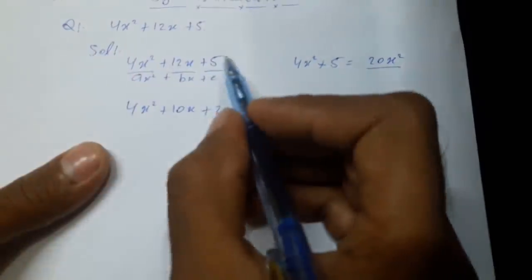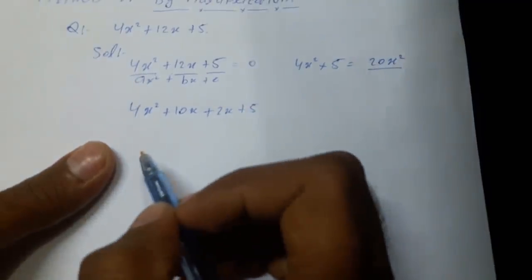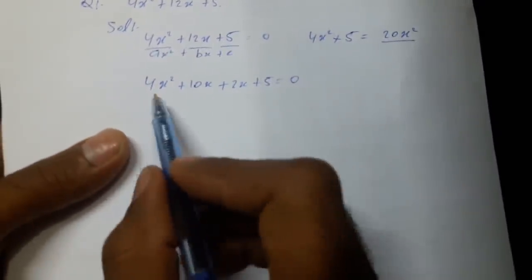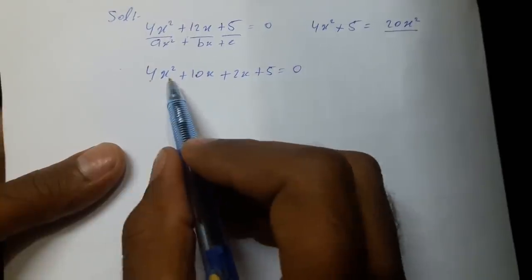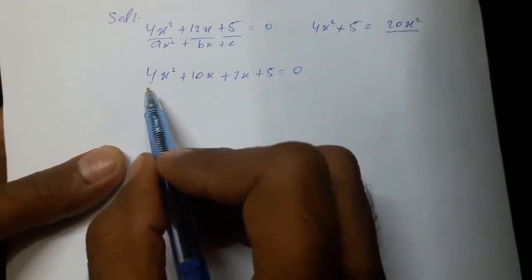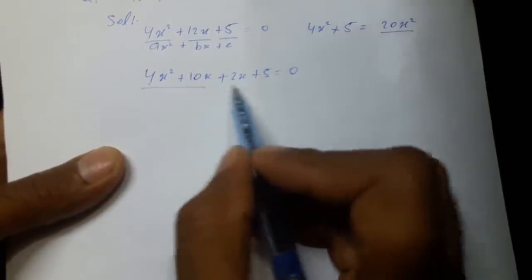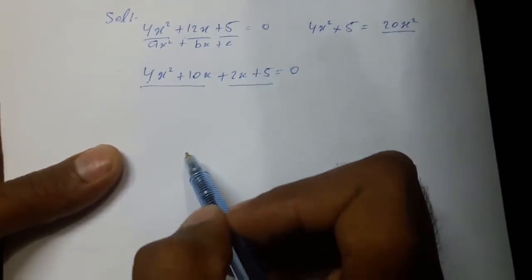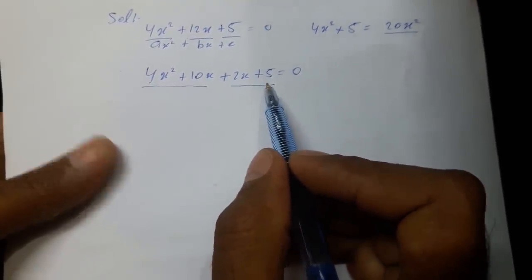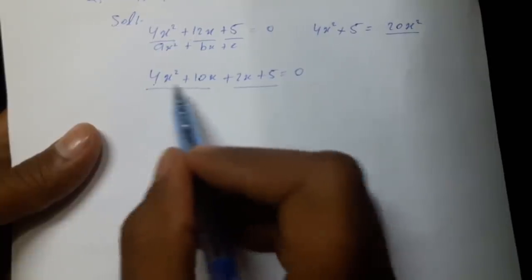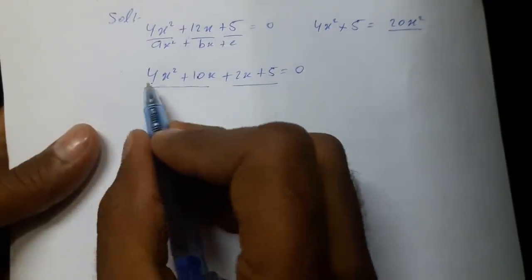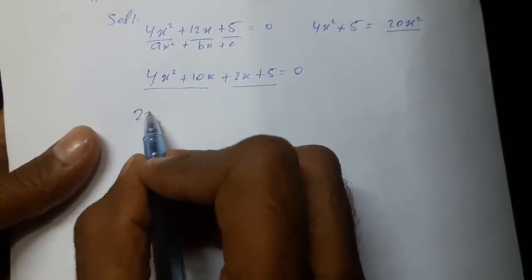First, we put this equal to 0. So now this will be equal to 0. Further, we write 4x square plus 10x plus 2x plus 5 is equal to 0. Now we have to take common factors from the first two values and the third and fourth values. What is common in 1 and 2 is 2x. So we are taking 2x common from the first and second.